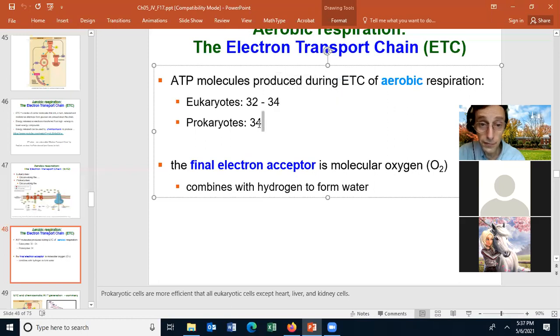Prokaryotes are a little more efficient, and they generate 34 ATP for the electron transport chain. Okay? And remember, in aerobic respiration, the final electron acceptor is oxygen, which combines with hydrogen to form water. All right, any question about any of that?